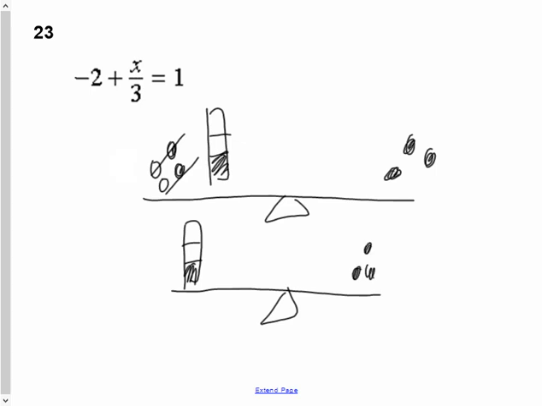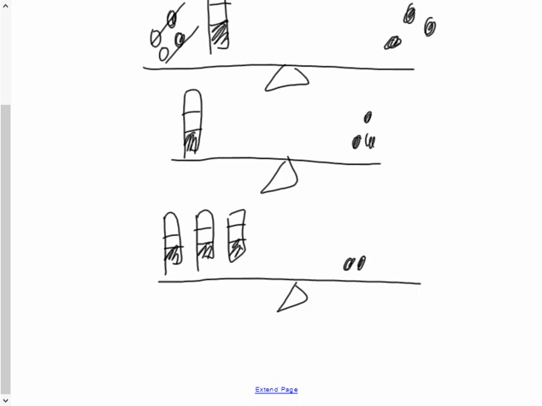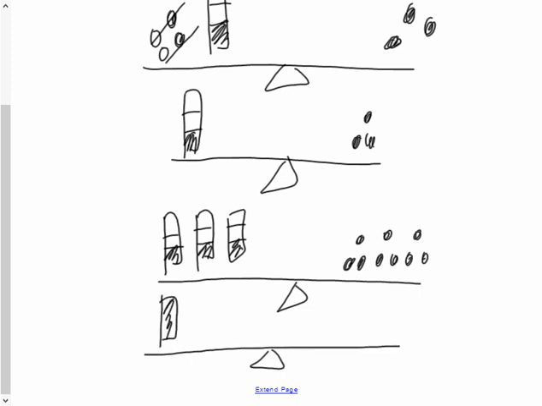How many thirds of x do I need to make an x? I need 3 of them. So I'm going to triple this side, and I'm going to triple the other side. So here we go. 3 thirds of x is a full x. Too lazy. And therefore, x is equal to 9. We good on that?